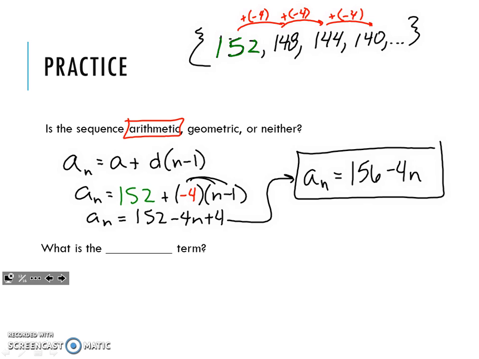So your guys' homework is your review sheet. Do that. We have our test next time.